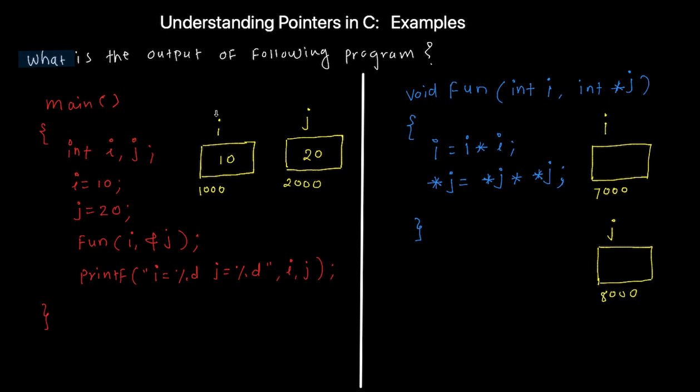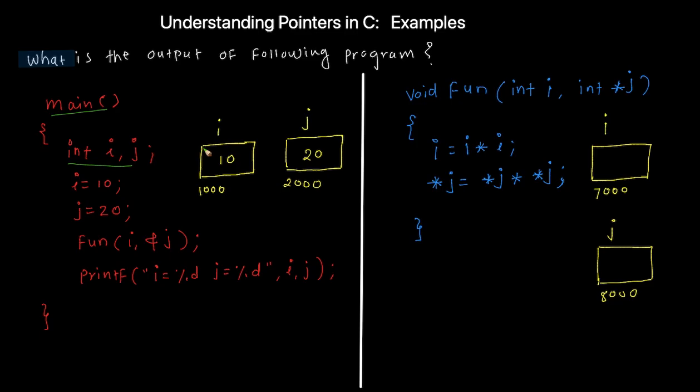In this video, we are going to discuss a program so that we can make our concepts very clear about pointers. So this is a main function. In this main function, we are declaring two variables, I and j. With this declaration, this is what will happen in memory.